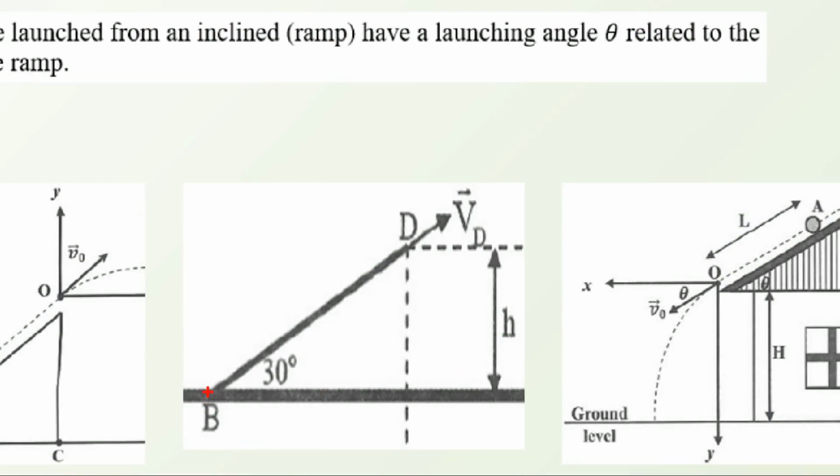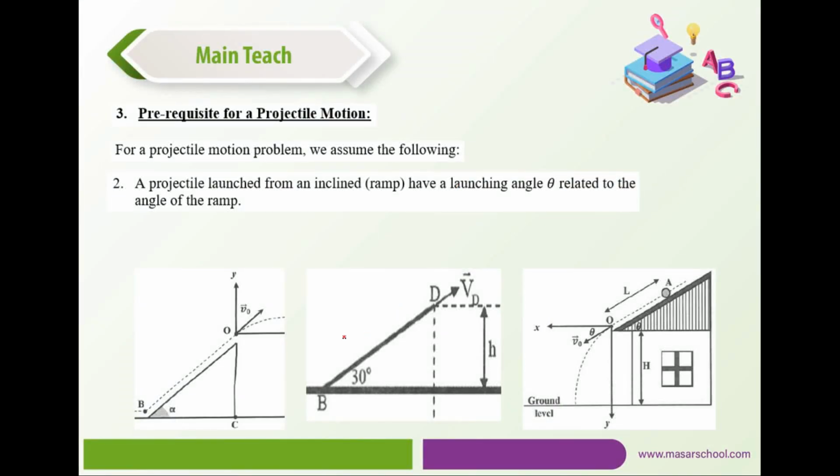Similarly here, the object has started at B with an initial velocity. It's going to go up the ramp, reaching the point D. After the point D, the trajectory will be a projectile with a velocity vt, which is the same velocity as at the point D. But what about the angle? Since the angle of the ramp is 30 degrees, then the launching angle would be 30 degrees, even if it's not explicitly mentioned in the exercise.